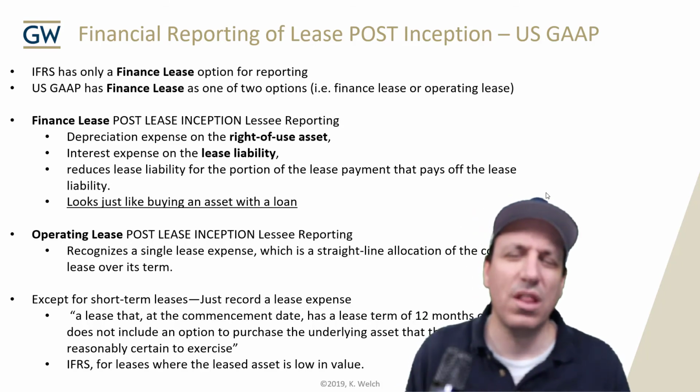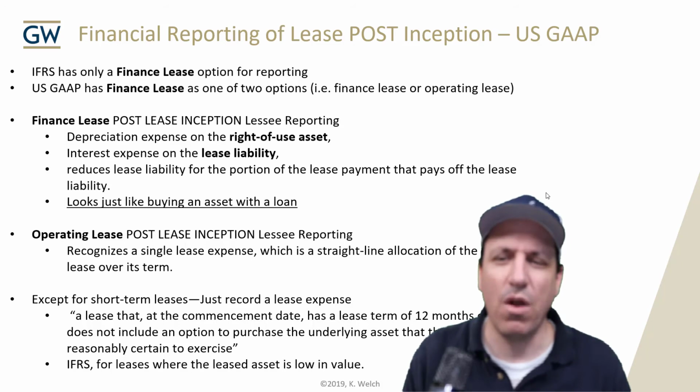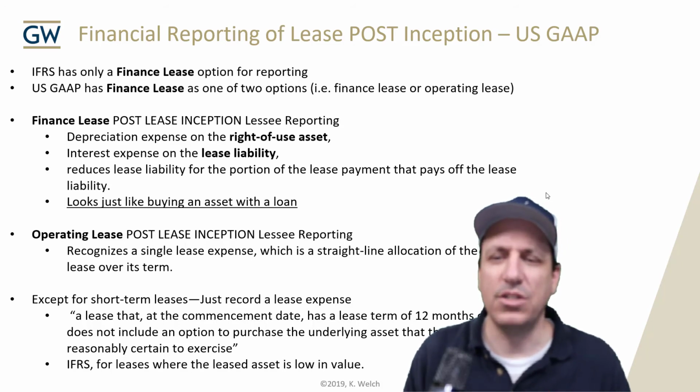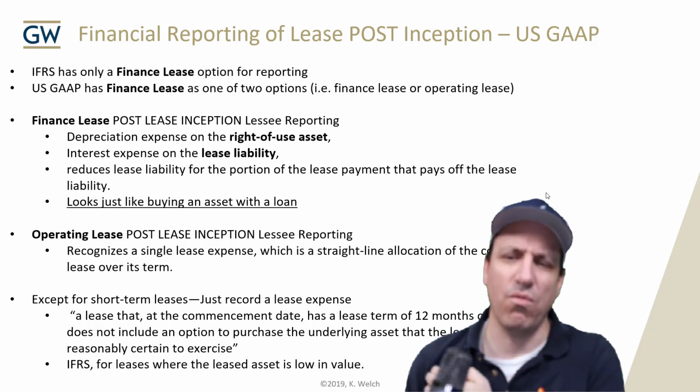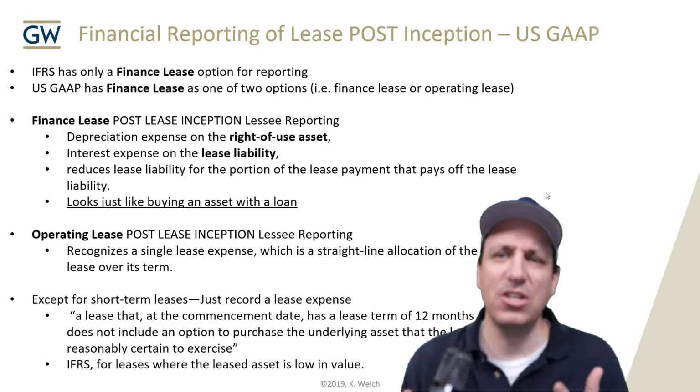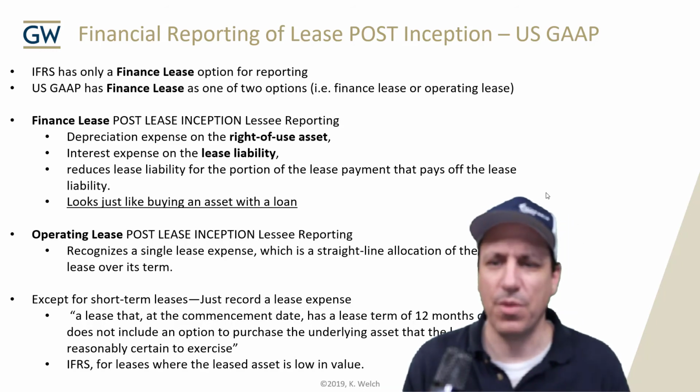Under the US, you're allowed this little alternative for operating lease. What you do is you recognize a single lease expense, which is a straight line allocation of the cost of the lease over its term. But the initial reporting is the same for both of them, all right?